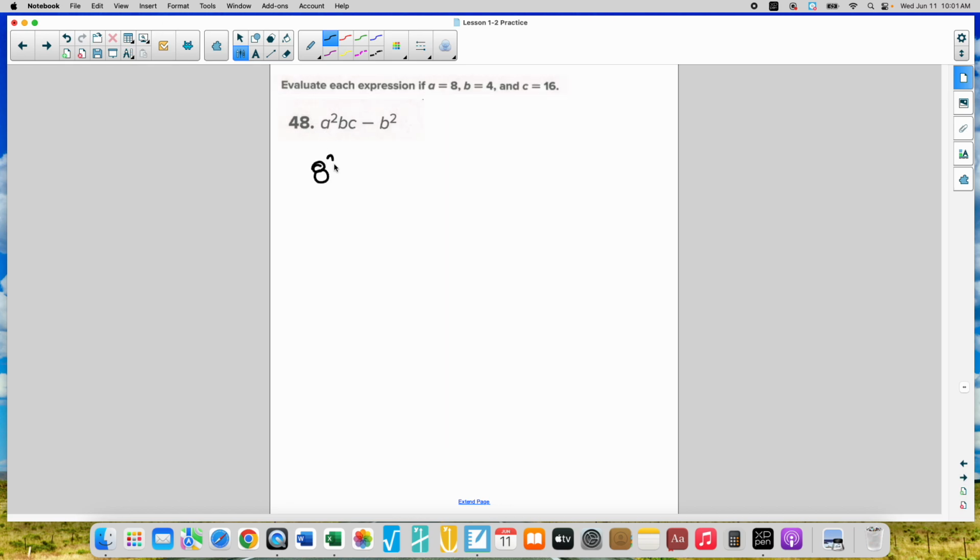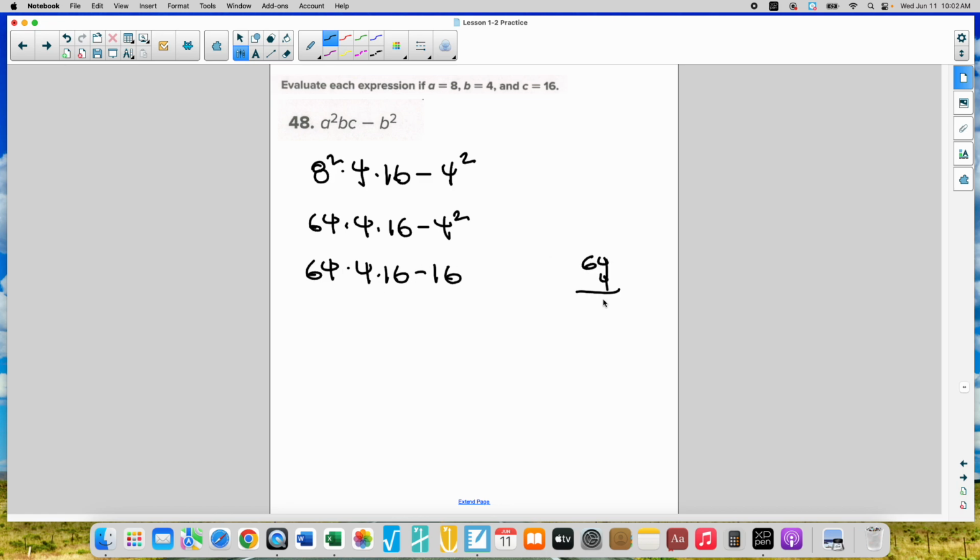A squared times B times C minus B squared. So we'll do the exponent, which is 64 times 4 times 16 minus 4 squared. We'll do the other exponent, and this is the opposite of 4 squared. So 4 squared is 16, so the opposite of 16 would be negative 16. We'll do the multiplication. 64 times 4 is 256, times 16 minus 16.